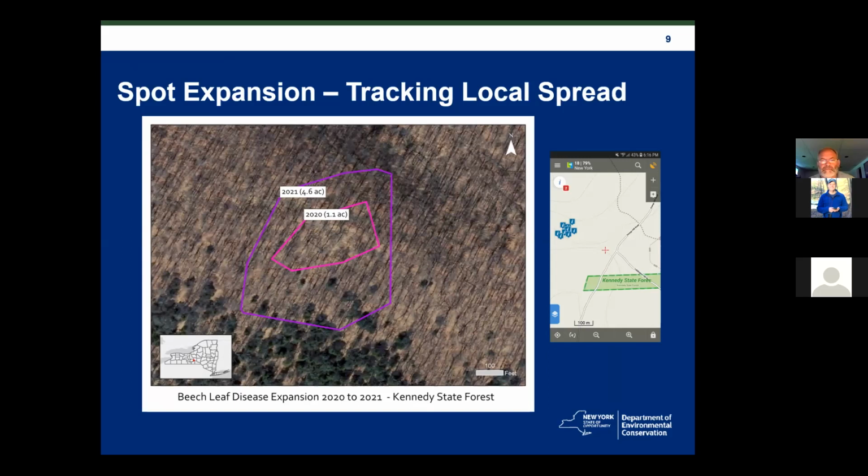It is a maple beech ash cherry stand, and most of the symptomatic trees were small understory beech. It spread very quickly through the understory. As you can see here, in just 1 year, the area of infested trees increased from about 1 acre to 4.6 acres.